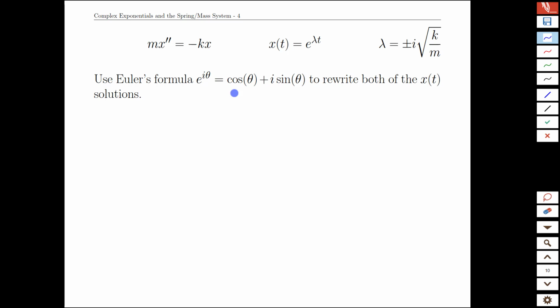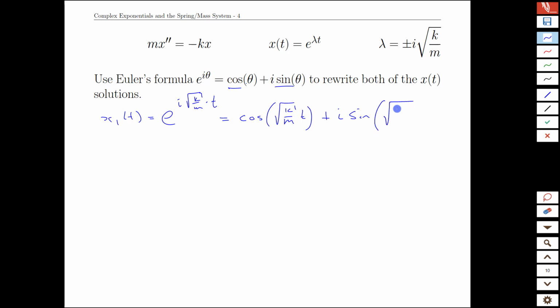What we're going to do instead is use Euler's formula to break this explicitly into sine and cosine terms. x1 of t, which was our e to the positive i square root of k over m all times t, is the same as cos of the thing beside the i. It's i theta, but the cosine just has the theta in it. Square root of k over m times t, plus i sine of exactly the same thing here. There we are. That's lovely.